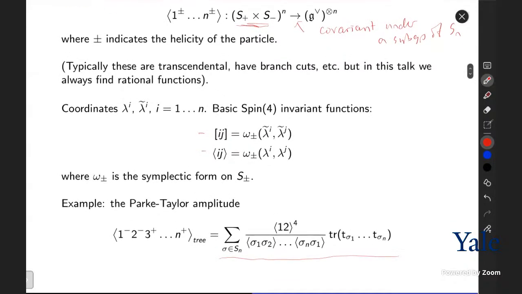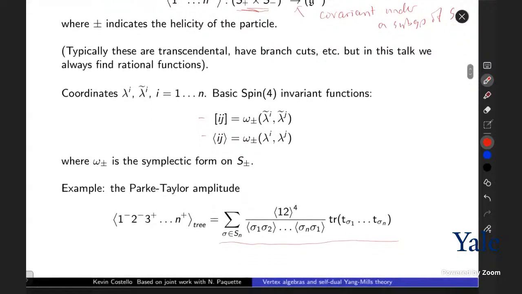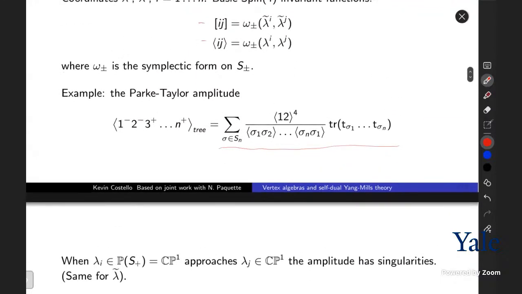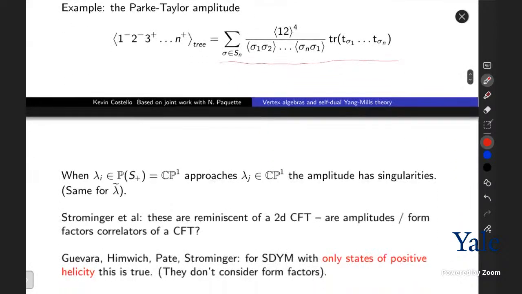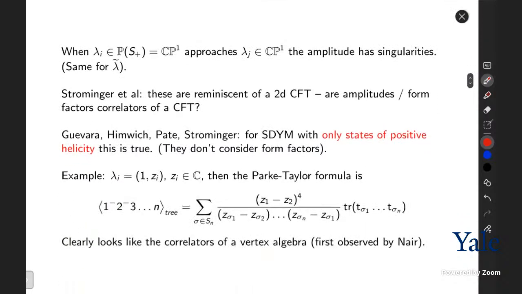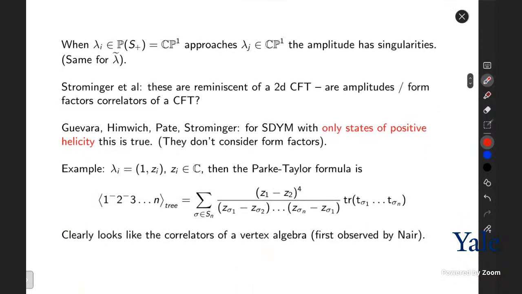Okay. All of this is so far ancient history. So what I'm getting to is explaining how to interpret the Parke-Taylor amplitude as a correlator of a CFT. So this follows in the direction proposed by Andy Strominger and his collaborators, called the Celestial Holography Program. And the way to think about it is as follows.